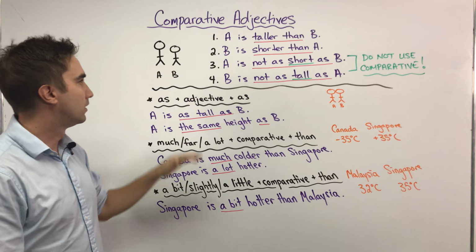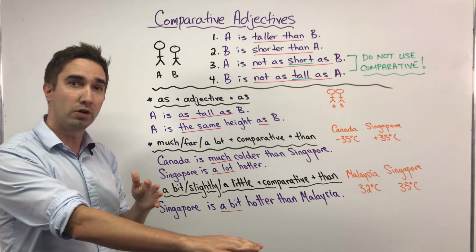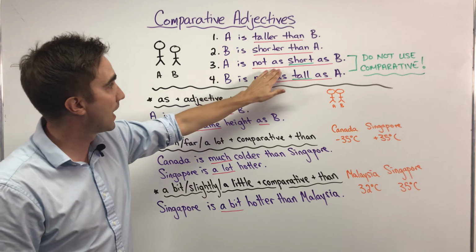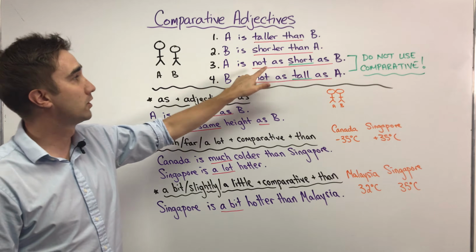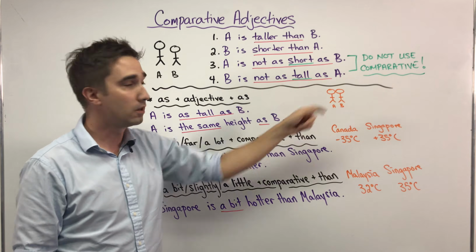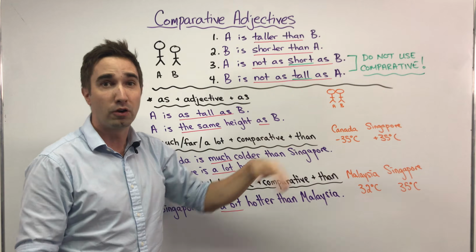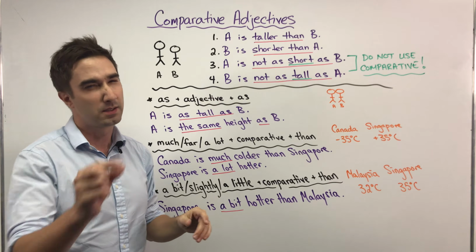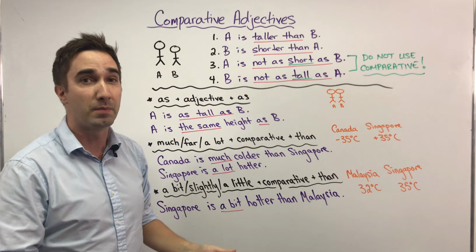Number 3 and number 4, a little bit complicated, especially for lower level students. But we can also use not as short as. So I can say A is not as short as B, or B is not as tall as A. All 4 of these sentences have exactly the same meaning, slightly different nuance, but they tell us the same information.